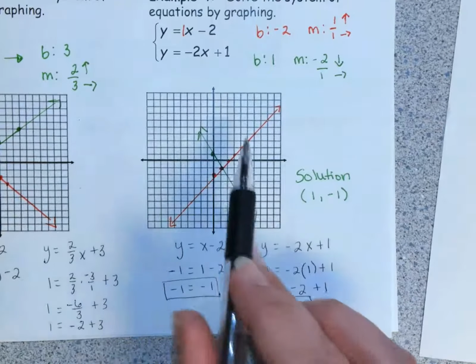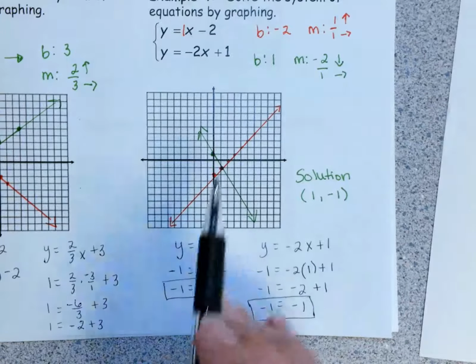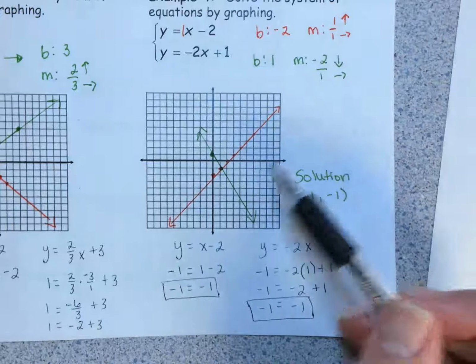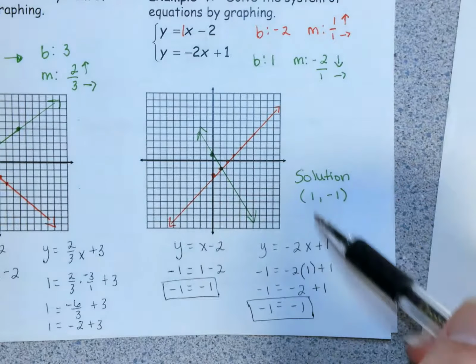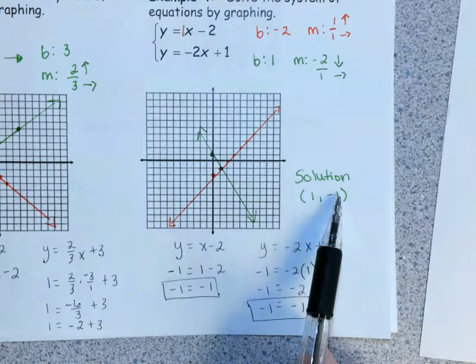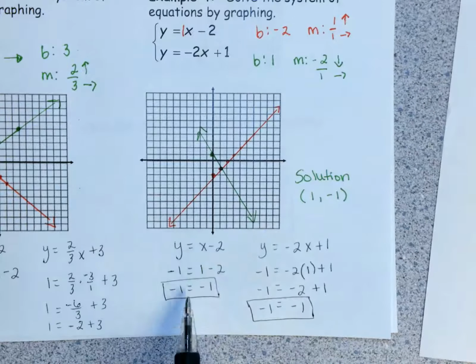If we were to use any other point, these would not equal each other, so you would know it is not a solution. So if you were given a list of points to try, you would just plug them in like we did right here. You would plug the y value in and the x value in, solve it, and see if they equal each other.